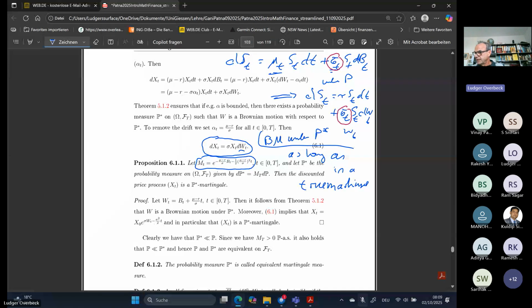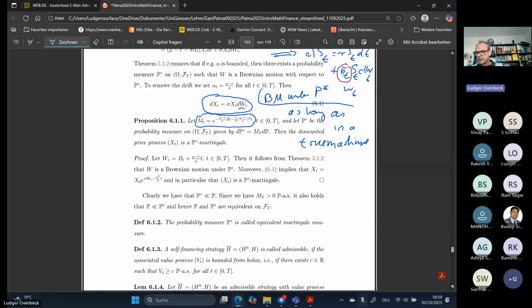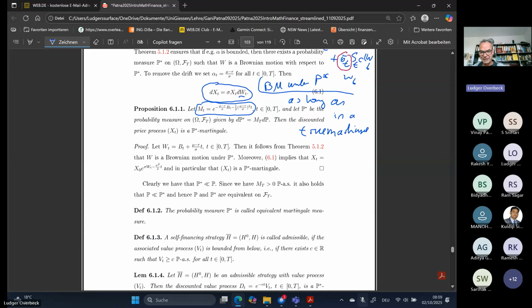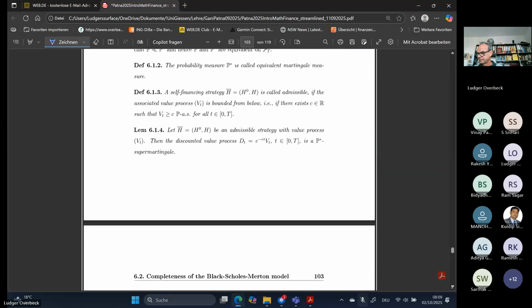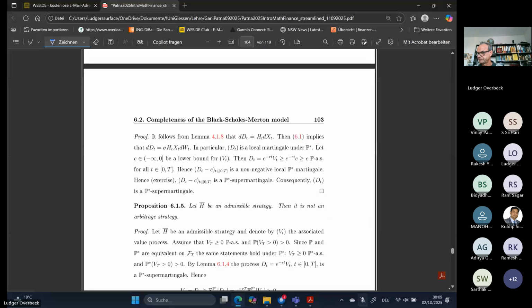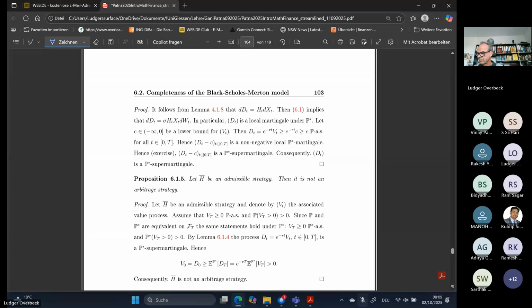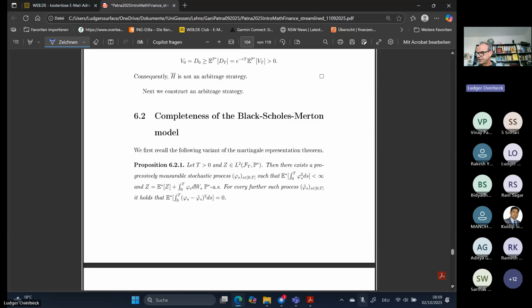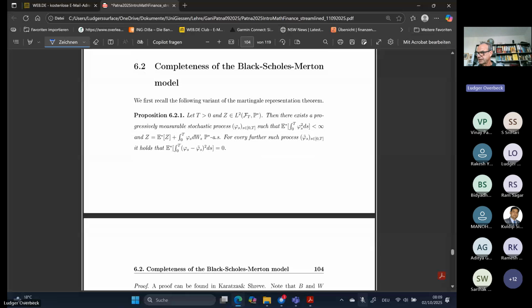For the current tutorial, we keep sigma fixed. So we had these strategies, H star, and now we look at the completeness.